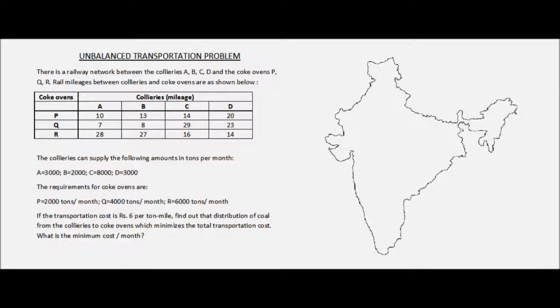So there are four collieries. Now what is a colliery first? A colliery is a coal mine from where coal is obtained. So there are four of these: A, B, C and D. Let's say the first one is here. This is A. The second is here, B. Third is here, C. And the fourth one is here, D.